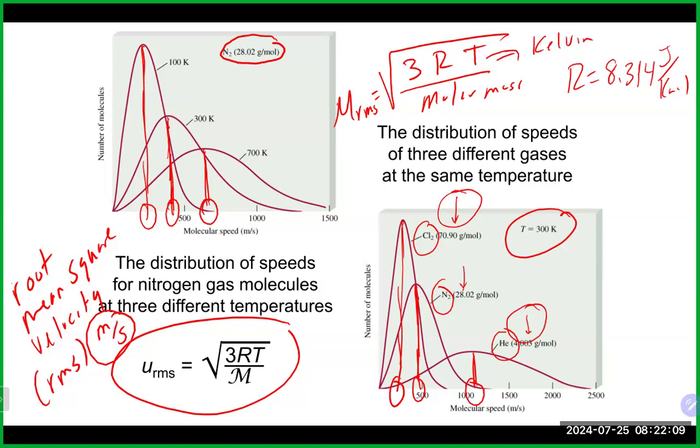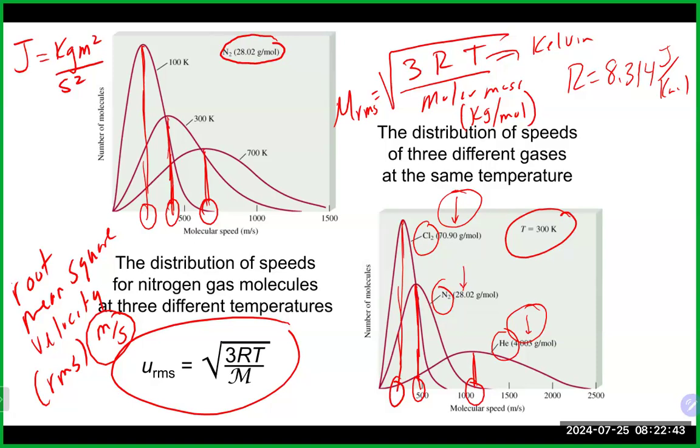And our molar mass, because we are using that R, actually needs to be in kilograms per mole rather than grams per mole. The reason is because a joule, which I think we saw in a much earlier chapter this semester, is equal to a kilogram meter squared per second squared. So that is also where the meters per second comes out. When you solve for this, it comes from that sort of unit.